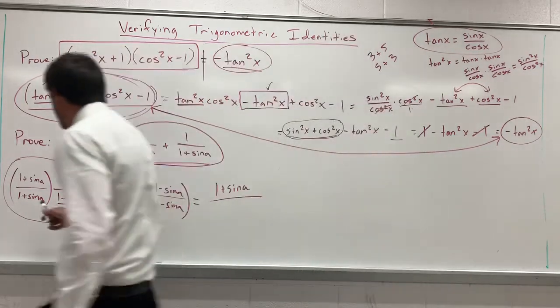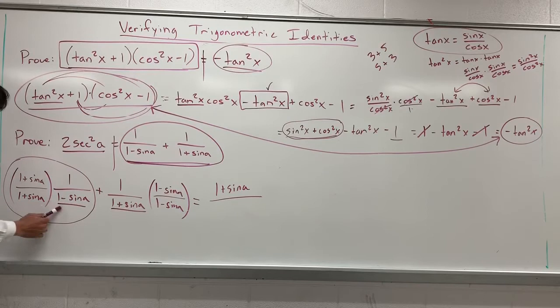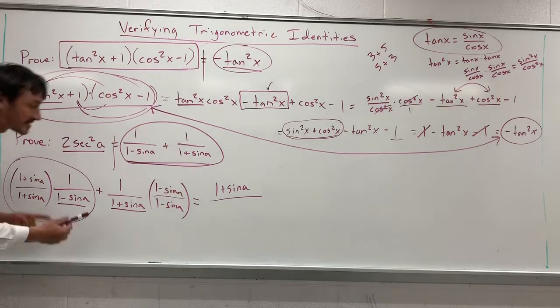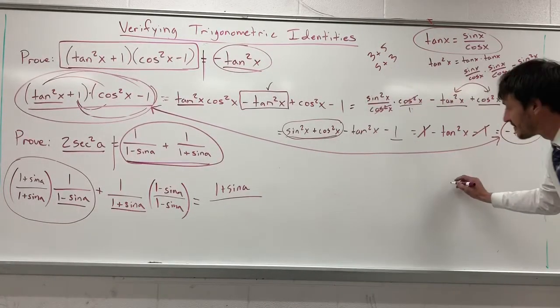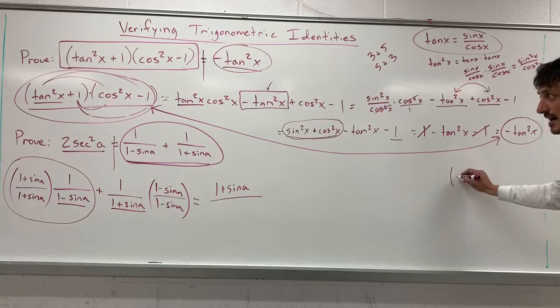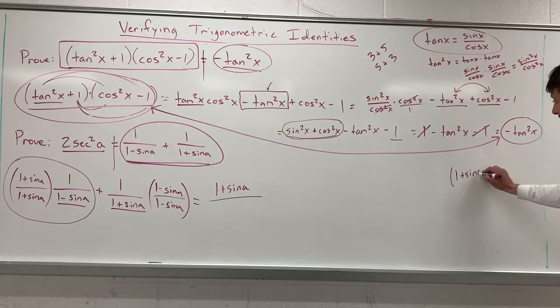and on the bottom, we have 1 plus sine of A times 1 minus sine of A, and I'm just going to show you. Let's go ahead and take this to the side and FOIL it because we're going to have to do this to save time. 1 plus sine of A times 1 minus sine of A. How do we do this?